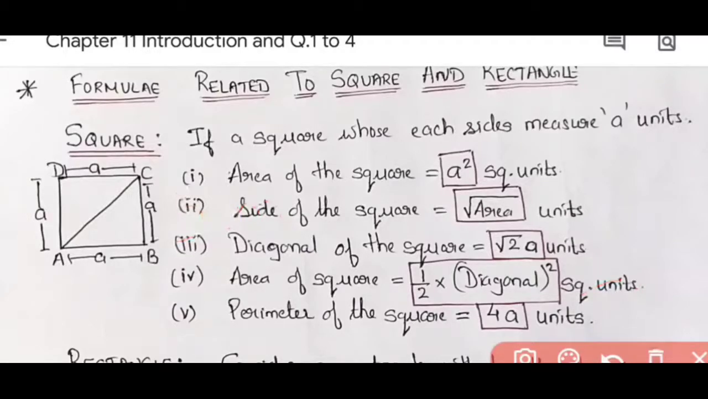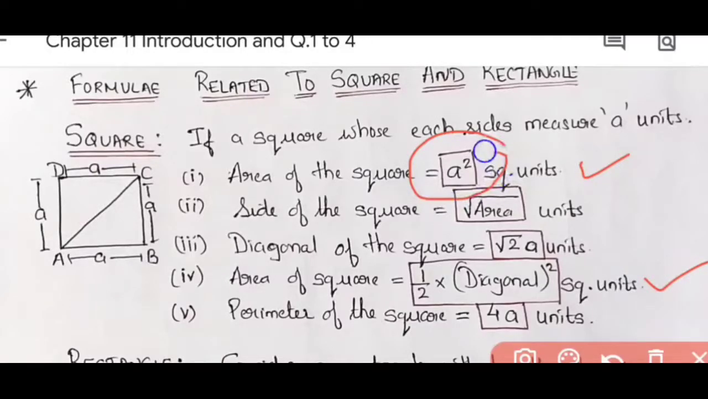Now you must be noticing that the area of a square we have already taken. Now what is this for? Sometimes they give you the diagonals and ask you to find the area of the square. So how will you find it if they have given you the diagonals and not the sides?